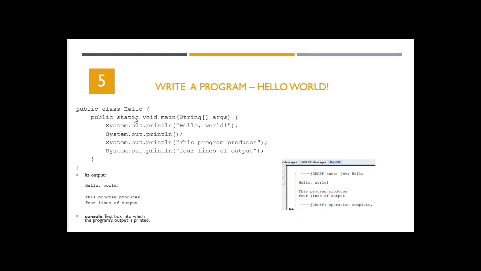So here is the source code for a program called Hello. Notice we have public class Hello. We have the matching curly braces, and within that, another set of matching curly braces. We have public static void main (String[] args). Boy, that's confusing, so I'm going to ask you to just type it out. And then we have a series of statements.